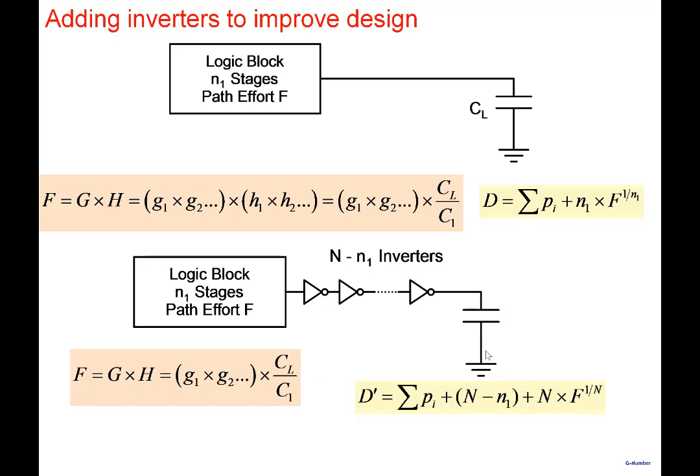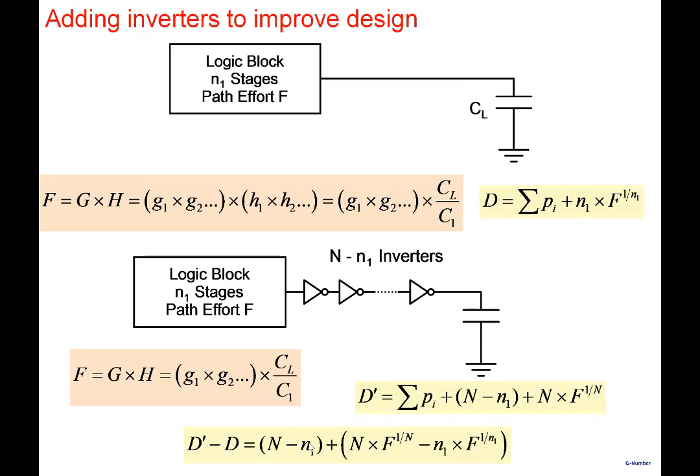F is the total effort to the power 1 by N. Now, if you compare D dash and D, let's take the difference, D dash minus D. So you get N minus N1 plus N into F to the power 1 by N minus N1 into F to the power 1 by N1. So you see that there is a possibility that D dash may be less than D.